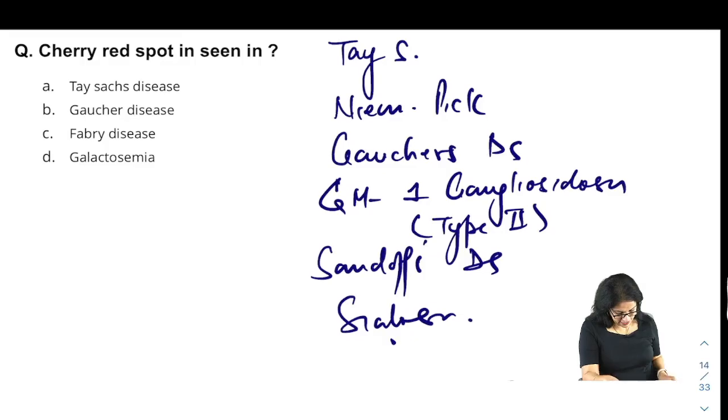Okay, so what will be the answer here? Cherry red spot is seen in. Now, if Gaucher's and Tay-Sachs both are given, because only one type of Gaucher's has cherry red spot, I would prefer to answer Tay-Sachs. Okay?